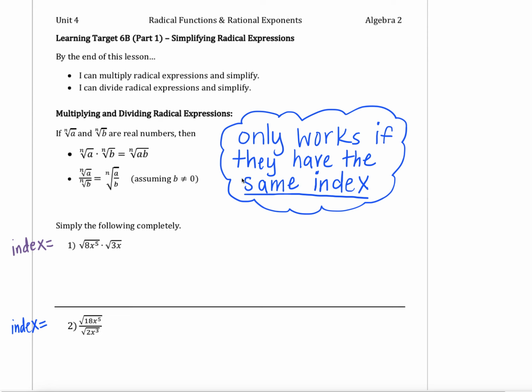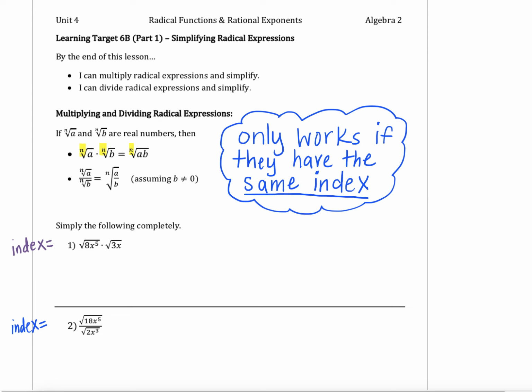So when we're talking about multiplying or dividing radical expressions, this is only possible under certain conditions. Notice in our theorem that we have the nth root of a and the nth root of b. We're going to assume that both of those are real numbers. Then we are able to multiply the nth root of a times the nth root of b, assuming that both of them are the same nth root, meaning they would both have the same index of n. And when we multiply them, we're multiplying the two radicands.